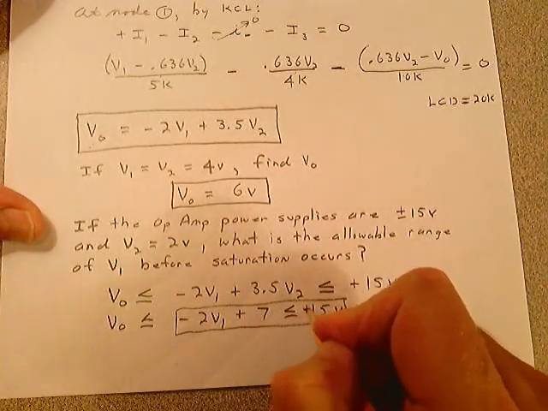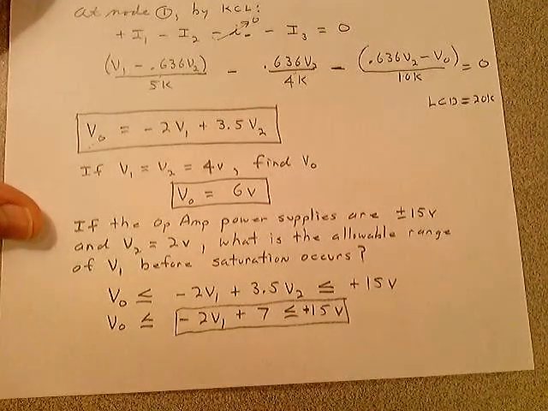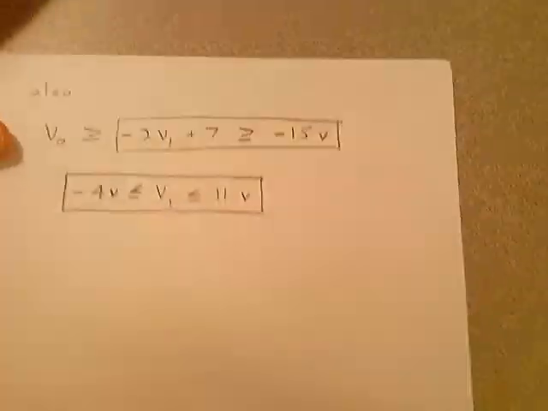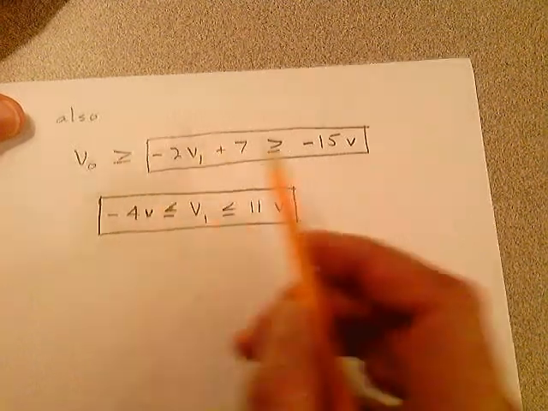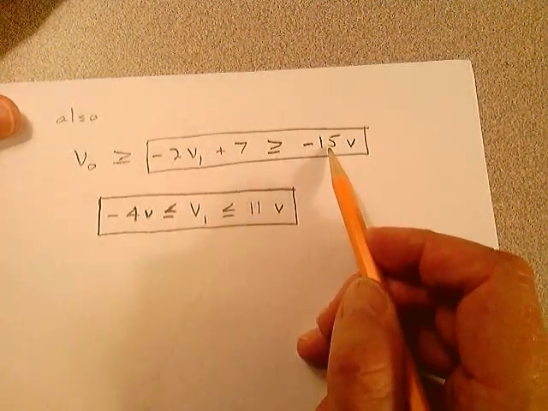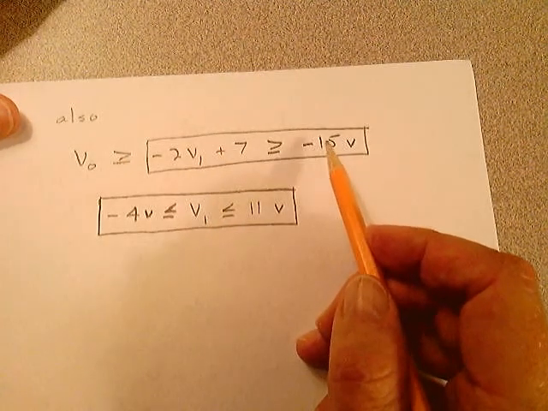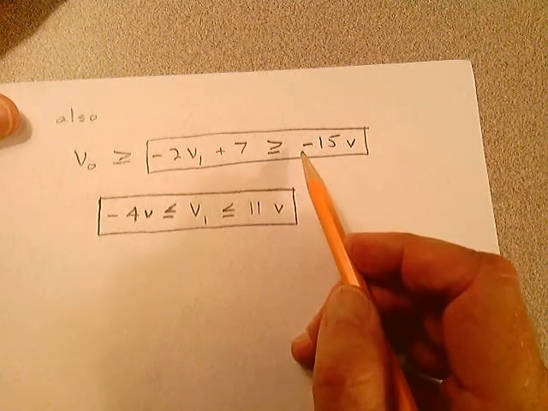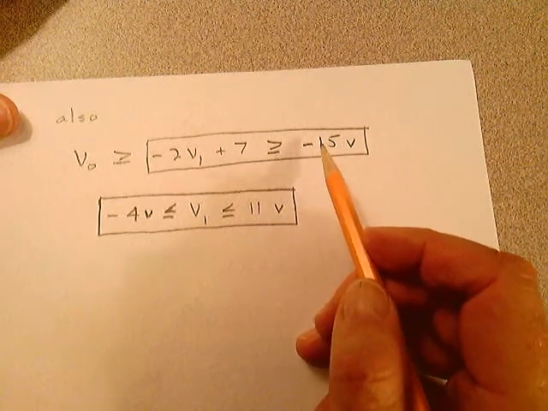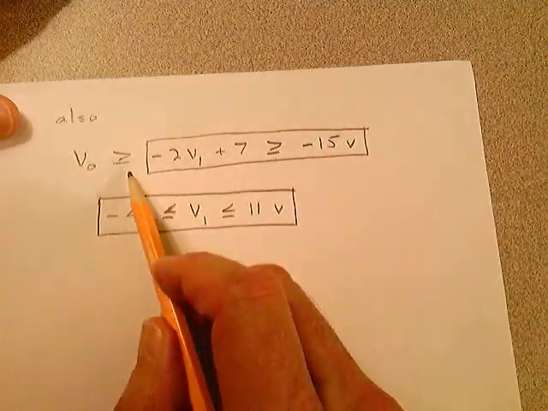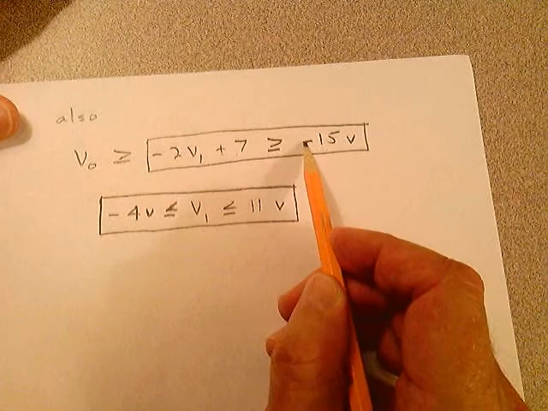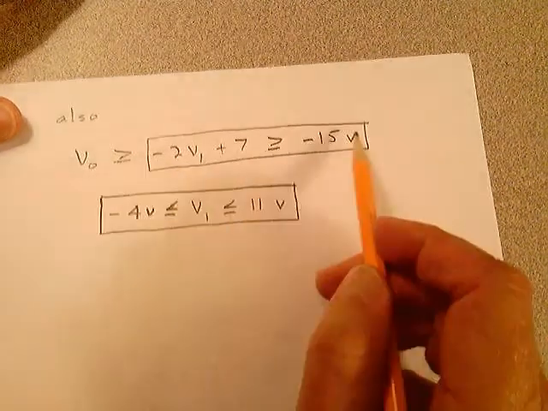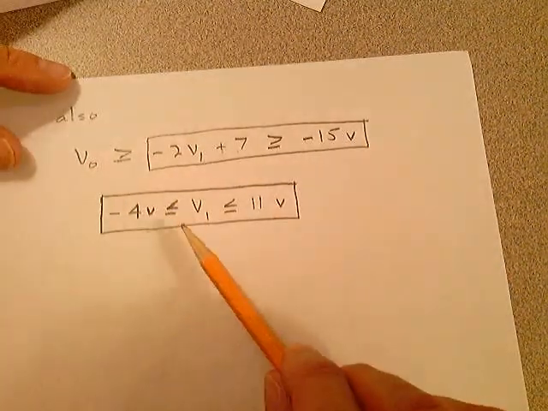That's your one inequality. Here's your second inequality. V out has to be greater or equal to the minus 15 here. Remember, it can't be minus 16, minus 17, or it will saturate. Has to be minus 15, minus 14. It has to be greater or equal to minus 2 V1 plus 7, greater or equal to minus 15. There's your second inequality, which gives you this range for V1.